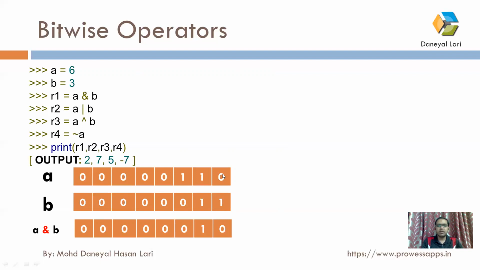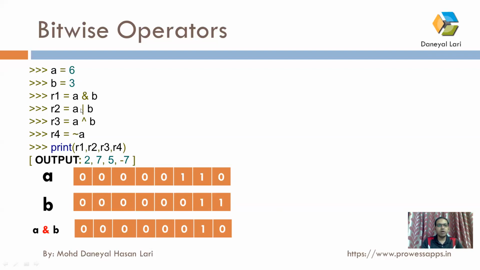So look at here. Here both bits are different, so the answer is 0. Both bits are 1, so the answer is 1. Both bits are different, meaning one is 0 and the second one is 1, so the answer is 0. And the rest will be 0. So in this case, the value will be 0, 0, 0, 0, 0, 0, 1, 0. This is equivalent to 2 in decimal. So here you can see that the answer is 2.